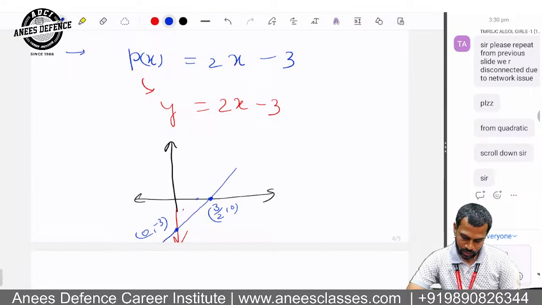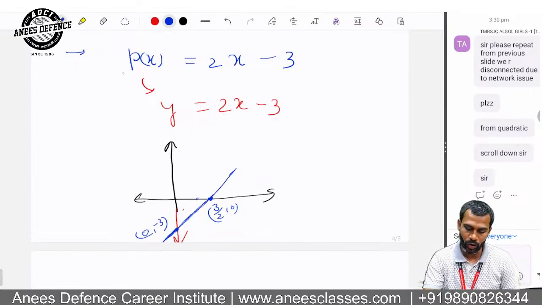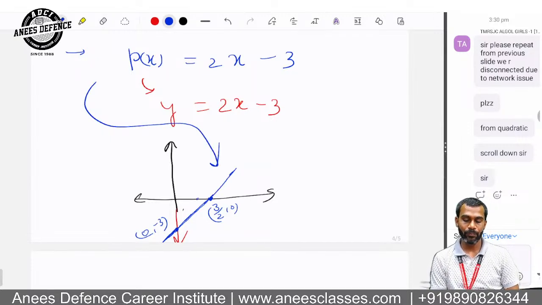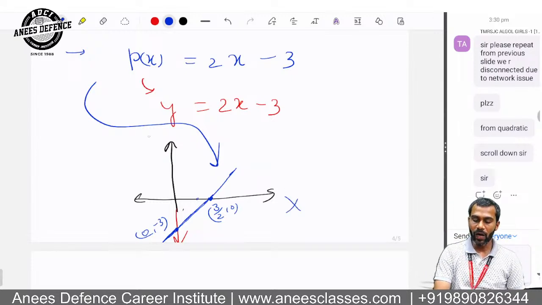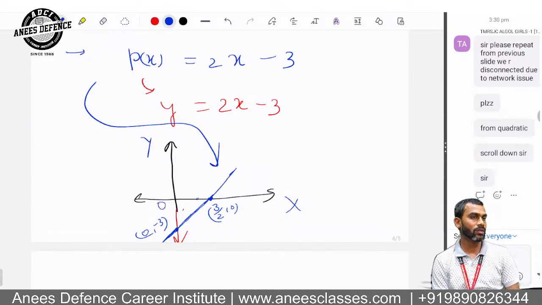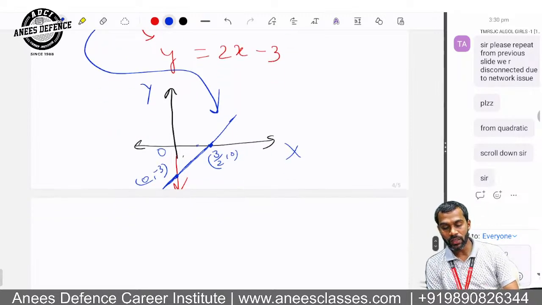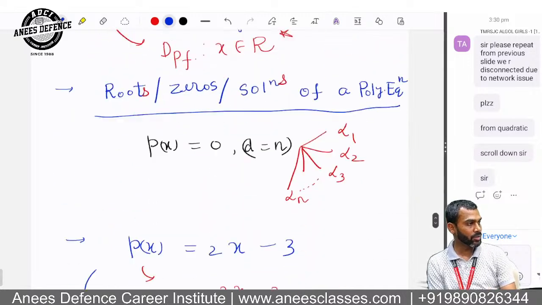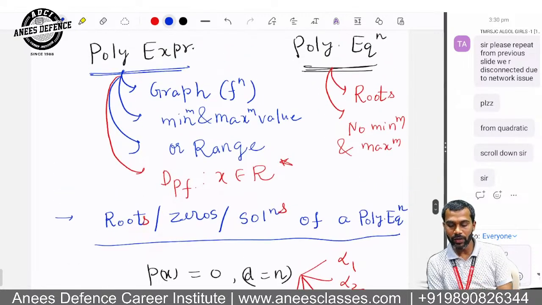Yes or no? So this is the graph of this particular polynomial. I hope it is clear. Polynomial expression, more precisely we can say. Yes or no? So P of x is equal to 2x minus 3. This is the x-axis, y-axis, and origin. Is there any doubt? So now, just observe all these 4 points that I have told you. I can draw the graph of a polynomial expression, which we already did.